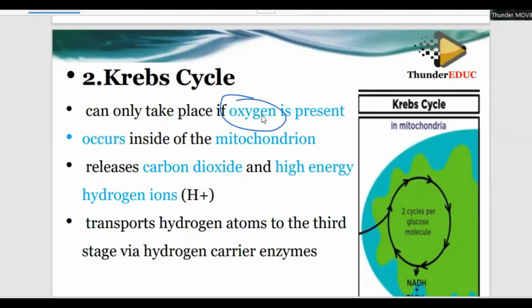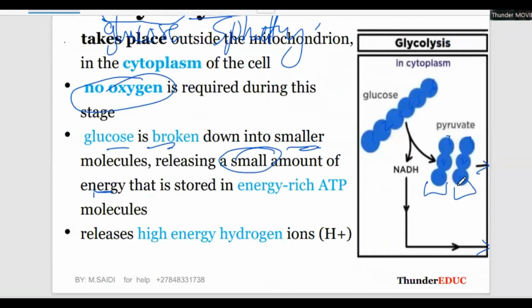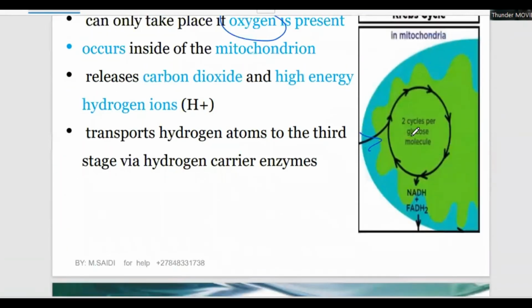So it means that in the other stage less energy is released, but during these two phases we produce a large amount of ATP. Over 30 ATPs are being produced, 36, yes. Here we are saying that this occurs inside the mitochondrion and releases carbon dioxide. Don't forget, here is the pyruvate which comes in. When it enters here, it undergoes cycles.